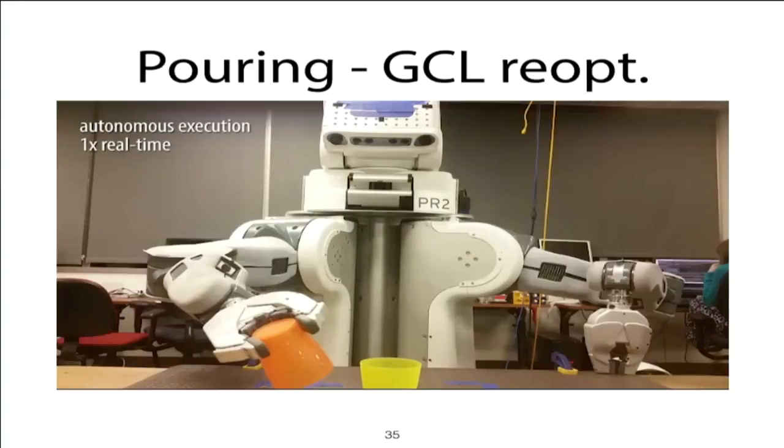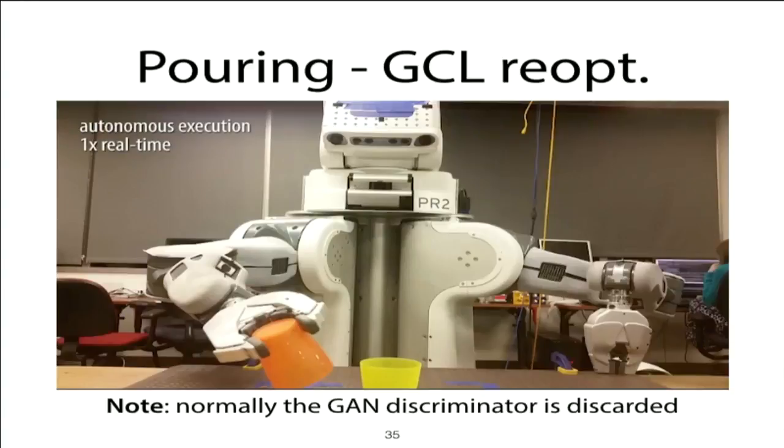And again, drawing the analogy to GANs, for those of you who are familiar with it, note that normally the GAN discriminator is discarded, and in this case, the cost is representing the discriminator. And so in this case, the generator is the thing that's more useful than the discriminator in practice.